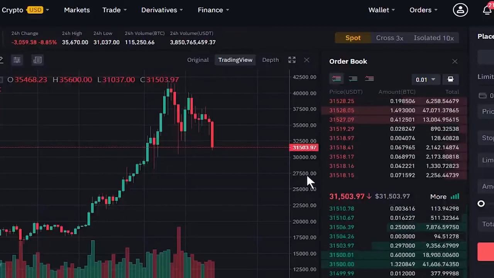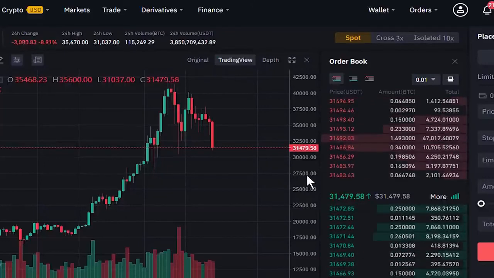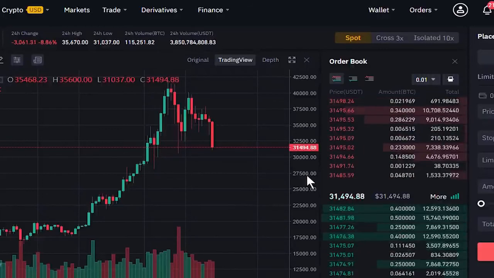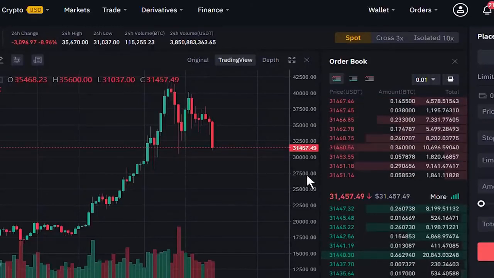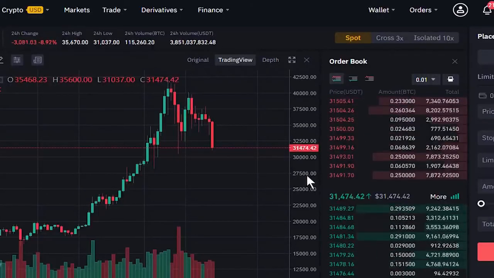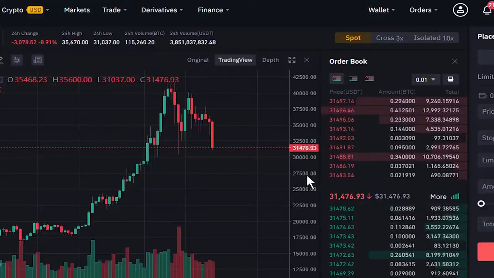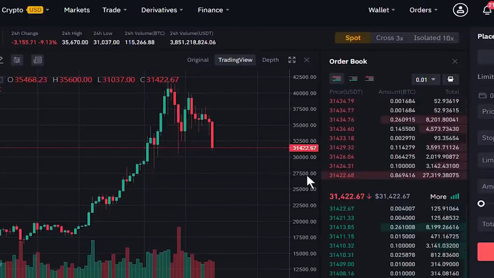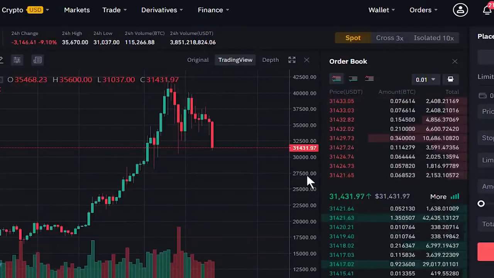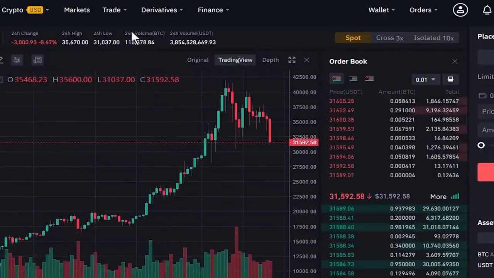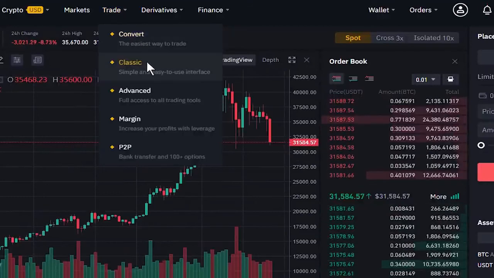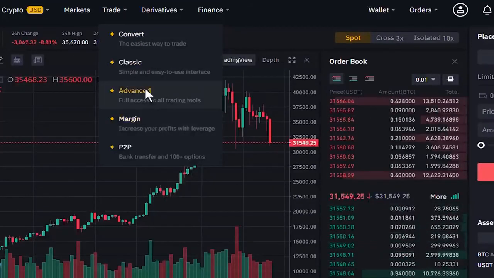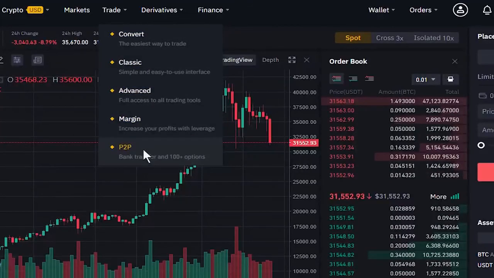But I repeat it again, it's true that you will have larger profit on successful trades, but if your trade doesn't go the way you expected, your loss will also be large, same as your expected profit. Margin trading is like a double-edged sword, and you must be very careful with that, especially in the cryptocurrency market that is very volatile. Alright, let's go to the trade menu again. We've already discussed classic, advanced, and margin trading. And now let's see what Convert and P2P are.